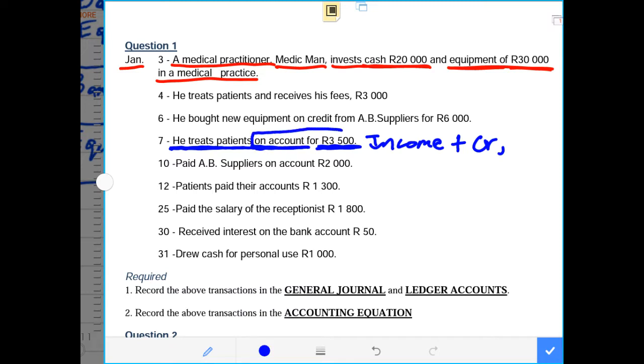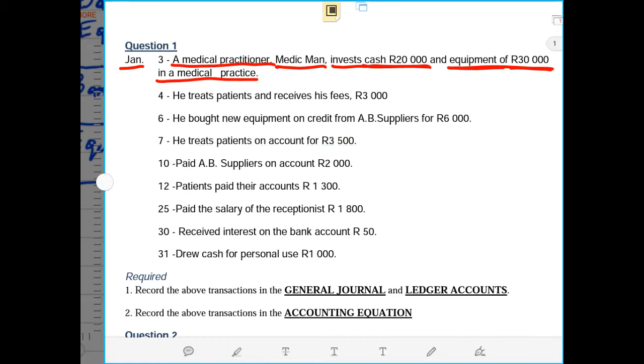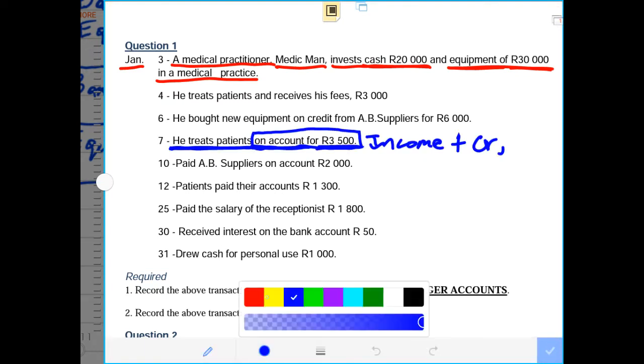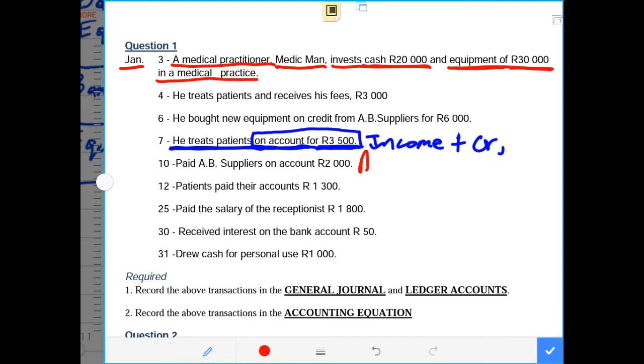Then after we say he treated the customer on credit, that means our account receivables, meaning our debtors, will increase. Remember, a debtor is somebody who owes you money. Whenever you render a service or sell a product to someone on credit, the people who owe you money will be increasing. In this case, our account receivables, the people who owe us money, are increasing because this patient has not yet paid this medical practitioner.